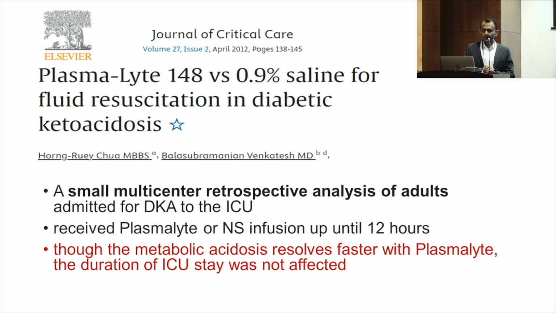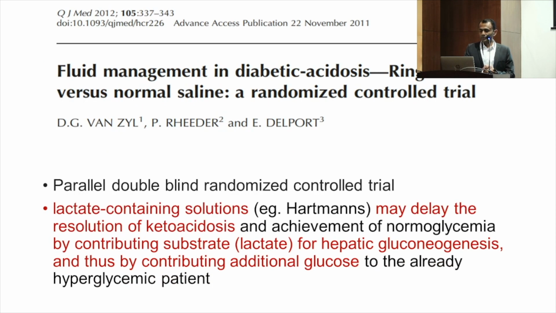This is a small multicenter retrospective analysis of adults, where they studied Plasma-Lyte versus NS infusion in DKA patients. The metabolic acidosis resolved a little faster, but the ICU stay was not affected. Similarly, this is one more parallel double-blind randomized control trial where they compared lactate containing solutions versus normal saline. There they noticed that it delayed the recovery, because the lactate was adding to the already existing glucose burden, since it also gets converted through hepatic gluconeogenesis.